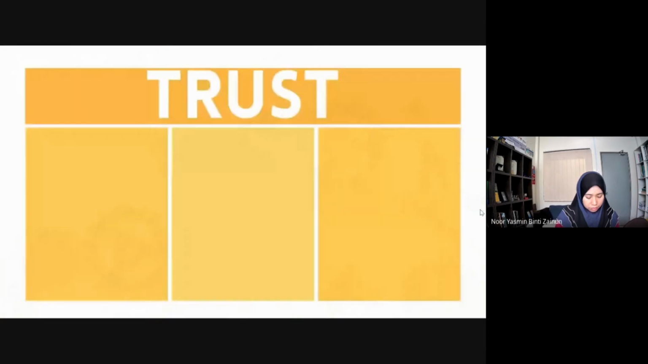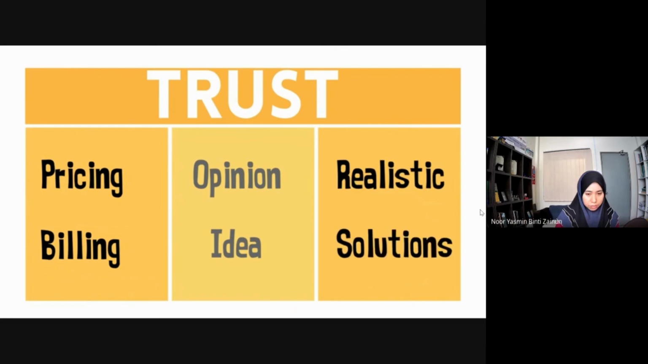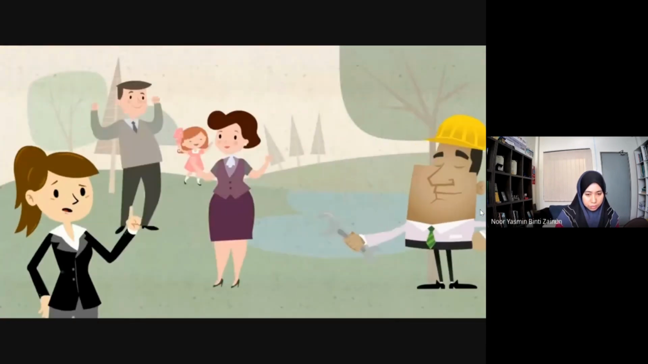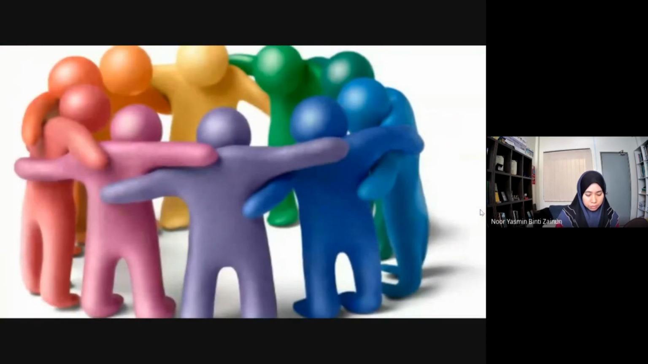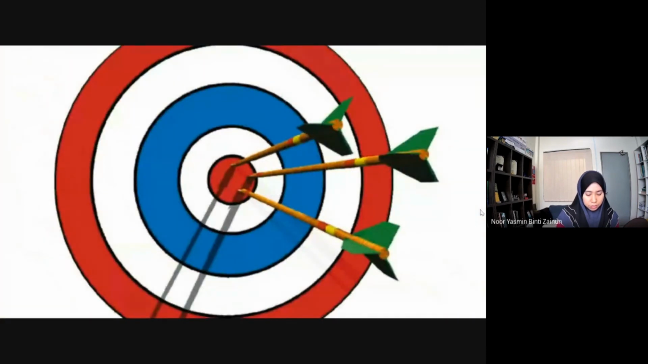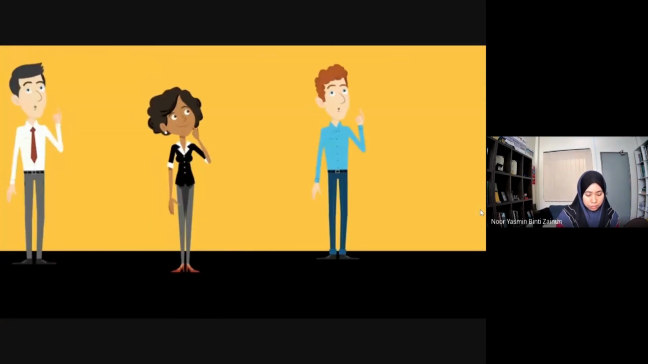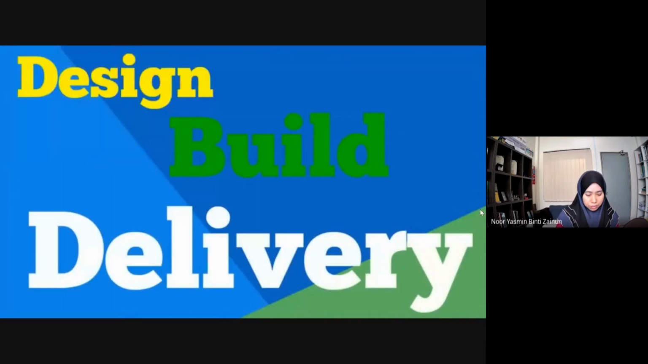Trust is established by offering the clients open access to pricing and billing, by respecting every opinion and idea, and by focusing on realistic, well-considered solutions. For many design build professionals, clients become friends because of the openness of communication and the genuine feelings of fulfillment that come from working together towards a common goal. There is a better approach to design and build a project with budget. The design build delivery model is how you accomplish this.